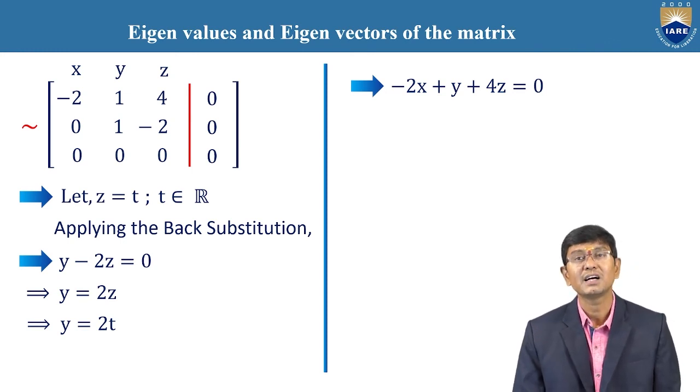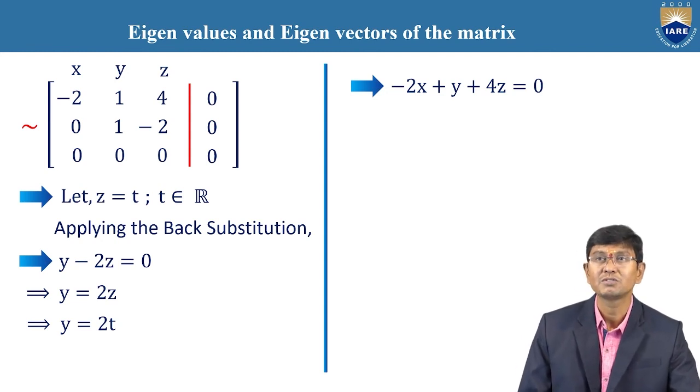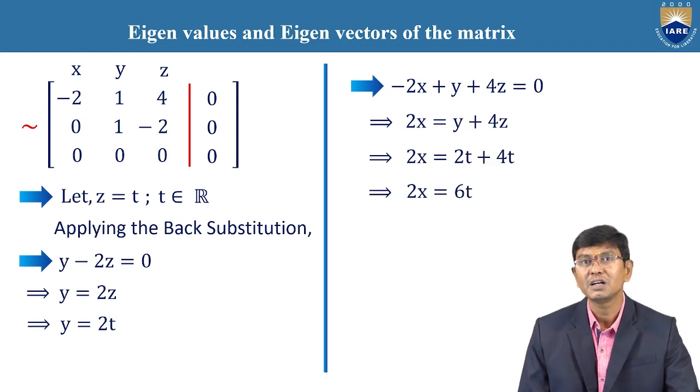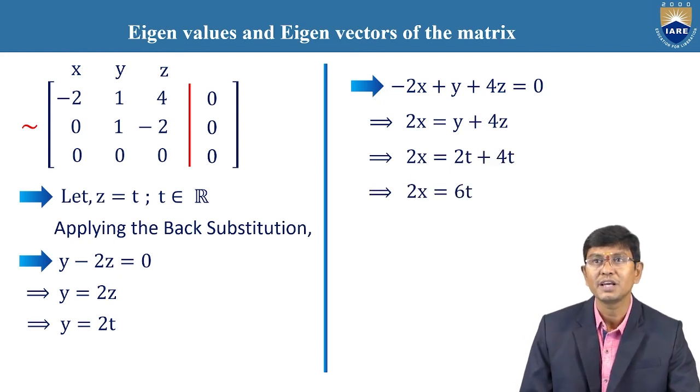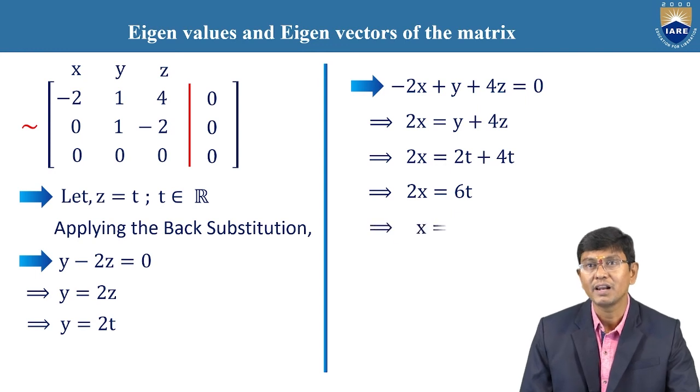Therefore, by using y and z from equation 1, that is, minus 2x plus y plus z is 4z, is equal to 0. Therefore, 2x is equal to y plus 4z. As we know that y is equal to 2t and z is equal to t, therefore 2x is equal to 6t, and also x is equal to 3t.